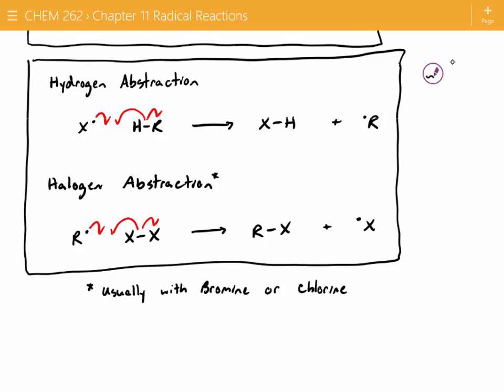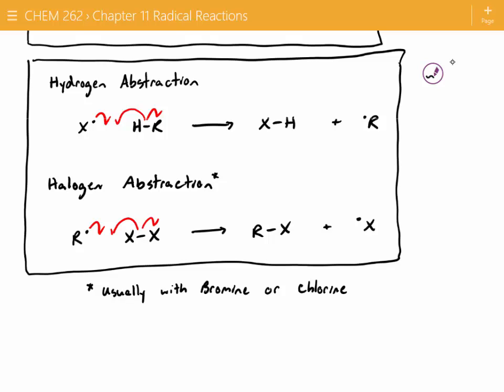I mentioned before that fluorine is very, very reactive. Oftentimes these reactions are not selective with fluorine and very, very exothermic, which means that they're dangerous to perform and not that useful. So in the book, you almost exclusively see bromine and chlorine. Thermodynamically, using iodine is not favorable, so you don't see radical reactions with iodine very often.